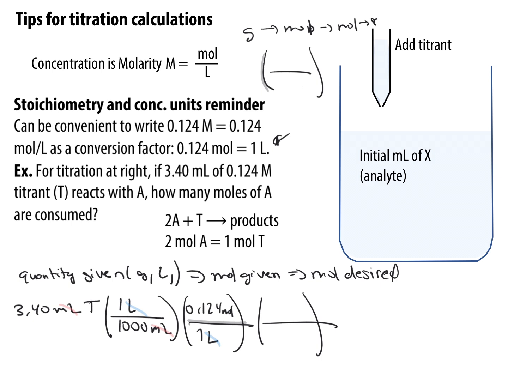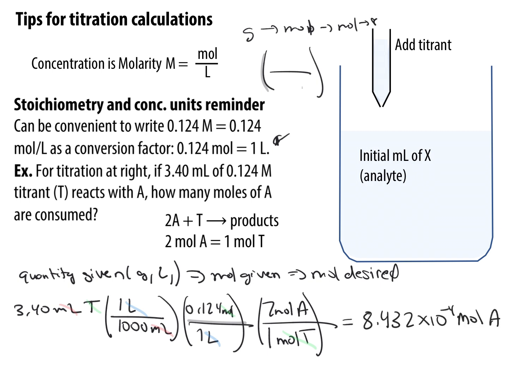The nice thing about setting this up as a stoichiometry calculation is I can just keep going. I have moles of T. Now I can go from moles of given to moles of desired. So 2 moles of A is 1 mole of T using the coefficients from the balanced equation. So I'll take the thing that I have, which is T, put 1 mole T on the bottom here, 2 moles of A on the top here. And that will give me the final conversion factor. Moles of T is gone, and I now have moles of A as my final answer here.